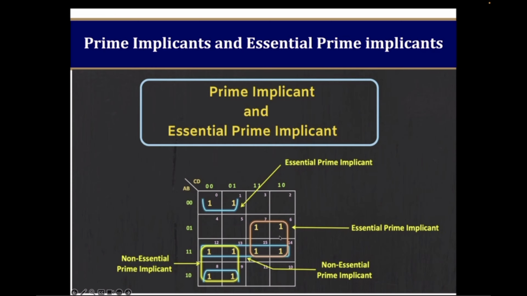So looking at this table, what are the essential prime implicants? Let's try and identify the essential prime implicants. We can use the colors, maybe. And why do we think they are essential?